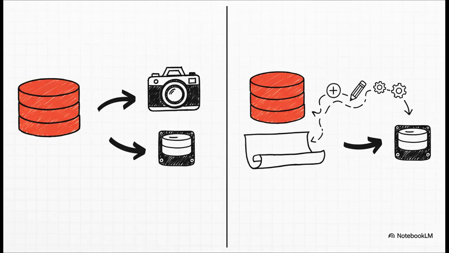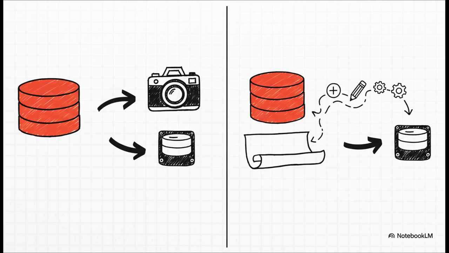Now, a big question with in-memory databases is, what happens if the power goes out? Do I lose everything? Well, with Redis, no, not necessarily. It actually gives you a couple of options for persistence. You can use RDB snapshots, which is basically like taking a photograph of your entire dataset. Great for backups. Or you can use the AOF log. Think of it like a ship's log. It writes down every single command that changes the data.